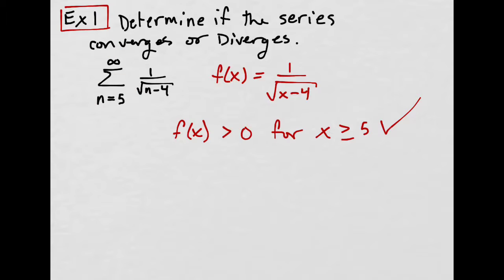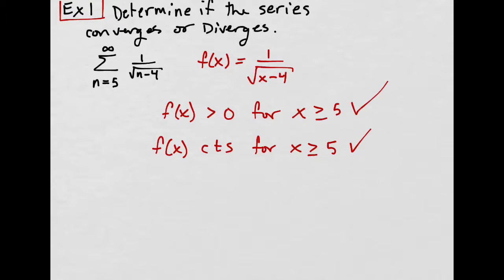And then it's also continuous. f of x is continuous. This is just by looking at it. You don't really have to prove anything. So it's continuous for x greater than or equal to 5. So that takes care of that. Now the second part, or I mean the third part, verifying that we have a decreasing function.